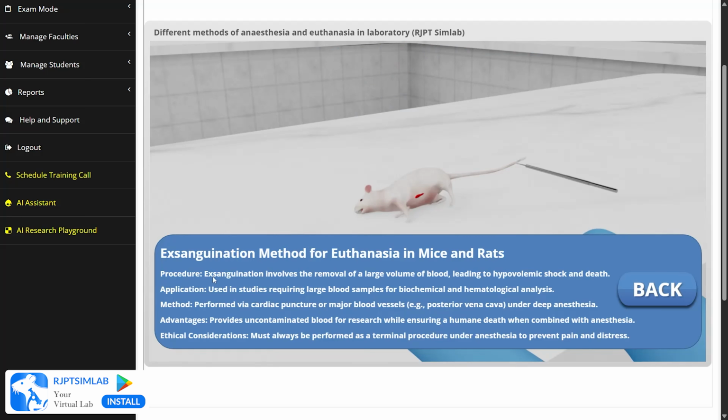The procedure says that exsanguination involves the removal of a large volume of blood leading to hypovolemic shock and death, which means that due to the drain of the large volume of blood, it leads to hypovolemic shock in the animal and causes death of the animal.